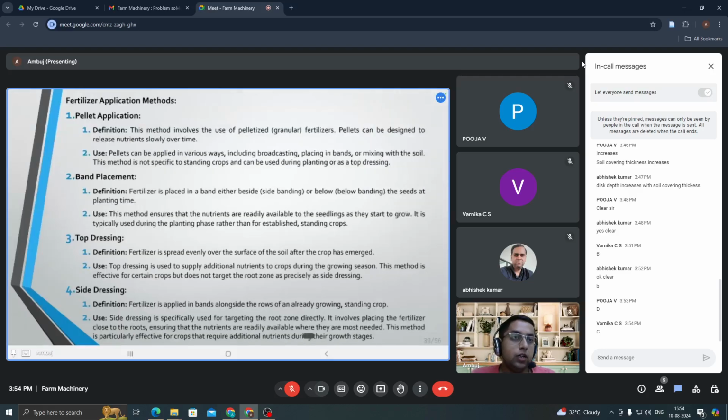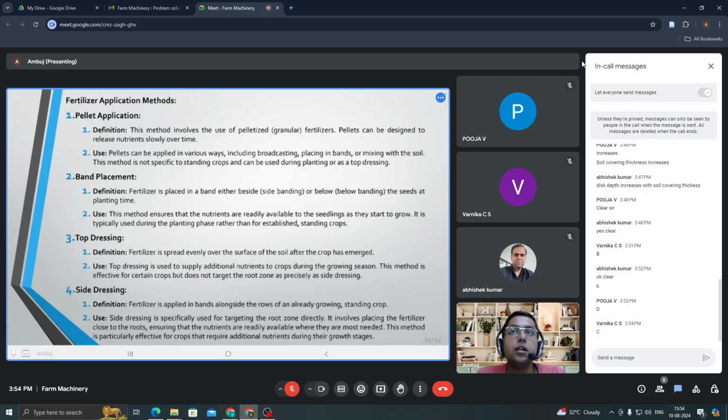Don't worry. First option was pellet application. What is the method? This method uses pelletized or granule fertilizers. Pellet means granules. The pellets can be designed to release nutrients slowly over time. That is the function of pelletization of a fertilizer. So it is designed in order to release the nutrients slowly with respect to time.